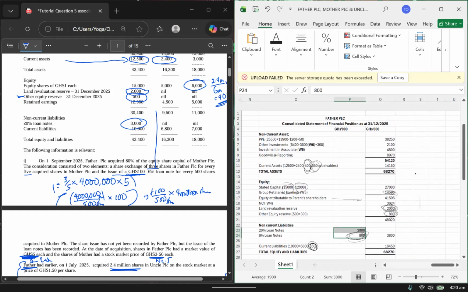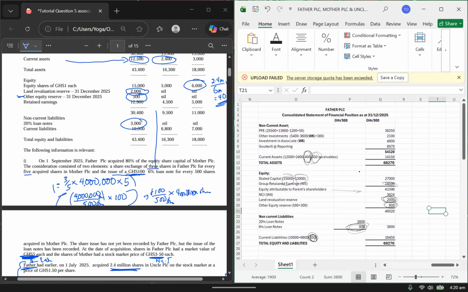So what some of us did during the tutorial was that if the loan note has already been recorded in investment, and you're not supposed to owe yourself, some of us decided to reduce this investment by 800 instead of writing it here. So if you reduce this loan note by 800 and this investment by 800, you're not supposed to write it here again. Okay, so this one here will reduce by 300. If you choose to subtract 800 from here, then in that case you will not indicate the 6% loan notes here.